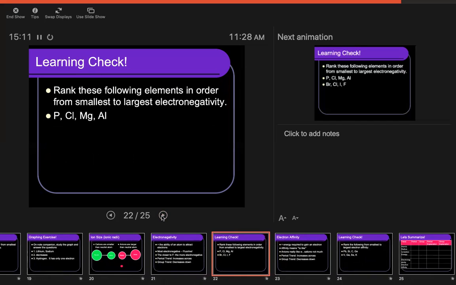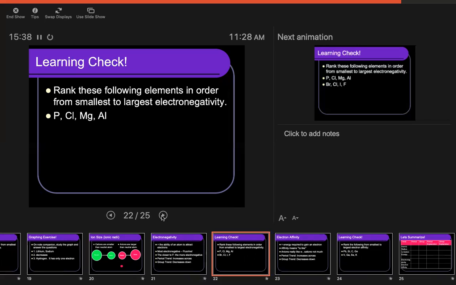All right, let's look at a set of elements here, and let's see if we can rank these from smallest to largest. Again, the first thing that we have to do is locate these on our periodic table. So here's phosphorus, it's number 15, about right here. Then I have chlorine, which is 17. I have magnesium, which is number 12, and then aluminum, which is 13.